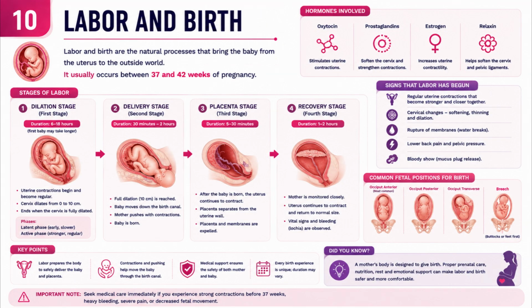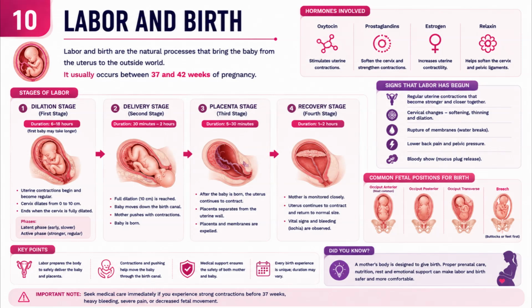Labor and birth. After approximately 40 weeks of pregnancy, the final stage of the reproductive journey is labor and childbirth. Labor is the process through which the baby is delivered from the uterus to the outside world. It is initiated by a series of hormonal and physiological changes involving hormones such as oxytocin, prostaglandins, estrogen, and relaxin. These hormones stimulate uterine contractions and prepare the cervix for delivery.